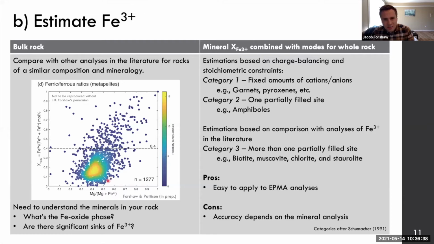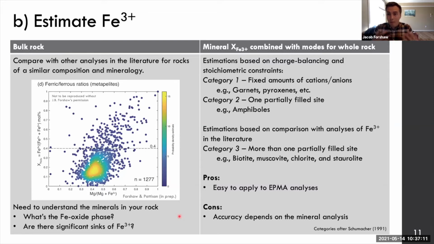This is a little problematic because you really have to understand the minerals that are in your rock. Firstly, you want to understand what the iron oxide phase is. That's perhaps a clue as to what the oxidation state in your rock is. If you've got hematite, it's more oxidized compared to magnetite or ilmenite or no iron oxide in the rock. And then you have to be very careful to consider that in relation to the other silicate minerals that exist in the rock. So are there other significant sinks of iron 3+?